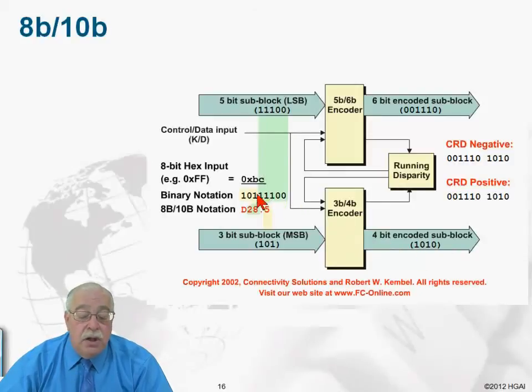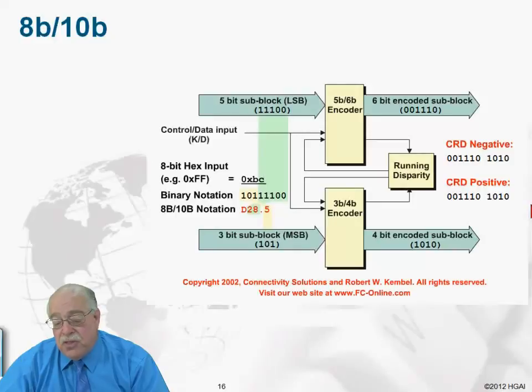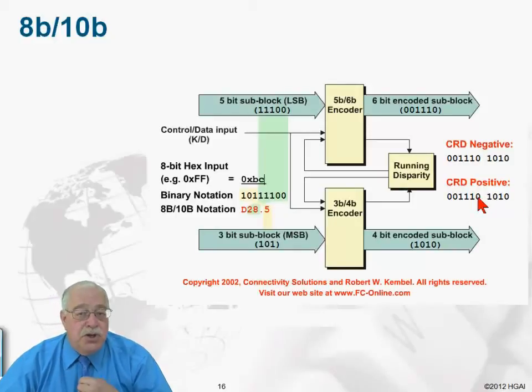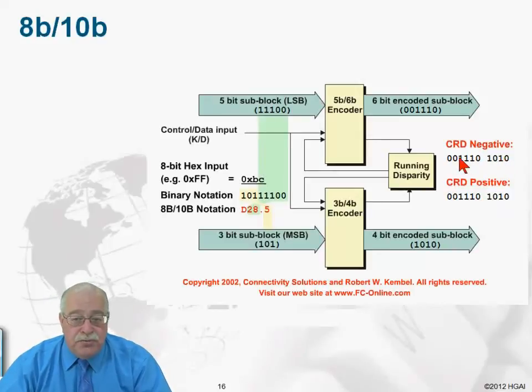We take the lower 5 bits and we feed it into the 5B/6B encoder. And in this example, we only have one result. So regardless of whether the current running disparity is negative or positive, for this character, we're always going to use the same data stream. And notice that I never have a situation where I'm using all ones or all zeros. I always am going to have a bit shift in the data stream generated. That way I can maintain my clocking.